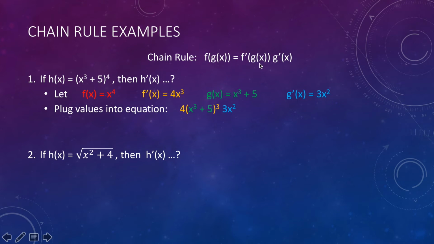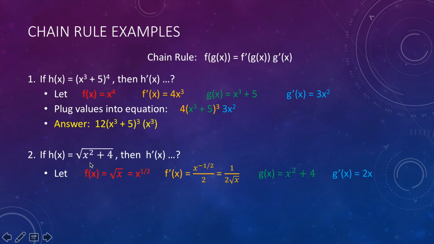Plug the values into this chain rule formula right here. So you take g of x, which is x cubed plus 5, and you plug it in for x in the derivative. And then you get 4 times x cubed plus 5, that quantity, to the power of 3, times 3x squared, which is the derivative of g of x. And that reduces to this.